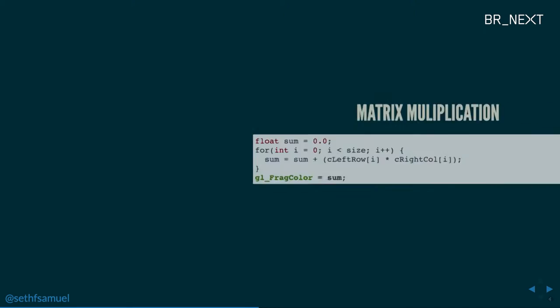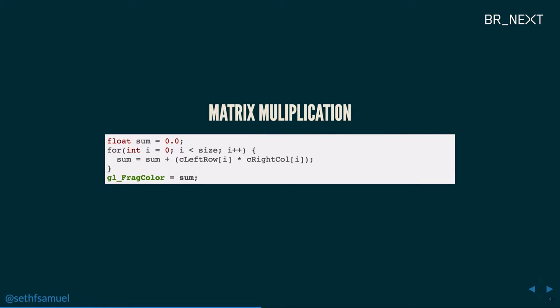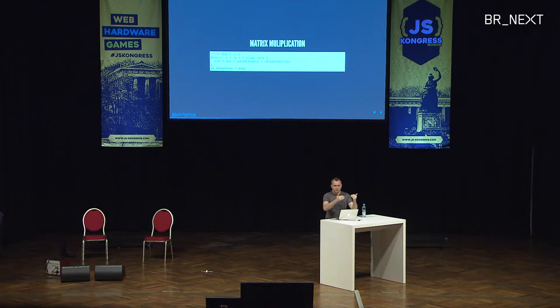So speaking of a million, all right. In the WebGL code, we're just going to do this, which is just a loop. For every single pixel, which we're now going to think of as a matrix cell in our output, we're going to iterate through the correct row and column of the inputs, multiply them, add them to the total sum, and then set the color equal to that sum.